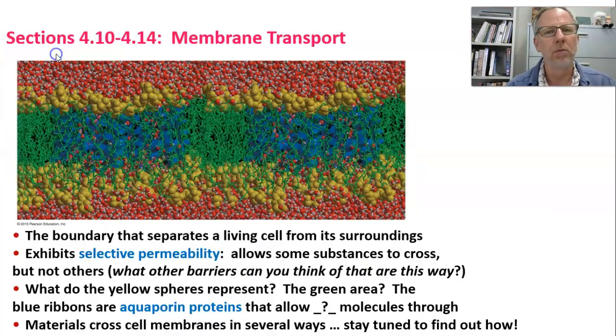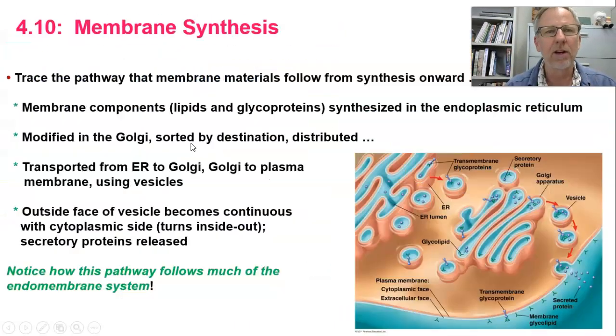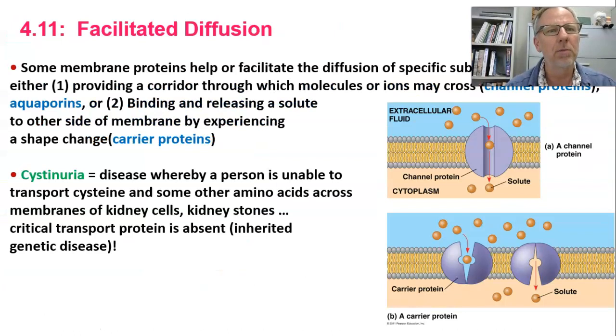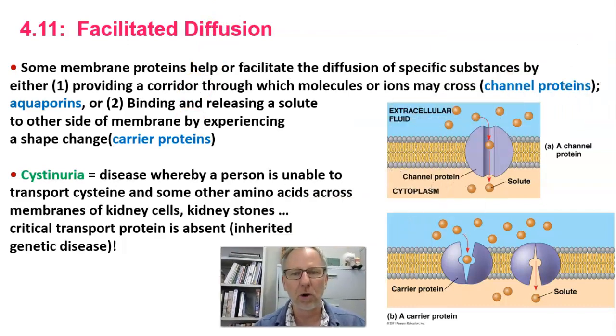Okay, let me get rolling here. I got to get to the right slide, catch up. Here we go. Section 4.11, moving on, facilitated diffusion. So we just talked about what diffusion is. That's when a substance moves from where it's more highly concentrated to where it's less concentrated, just by the random movement of molecules from heat.